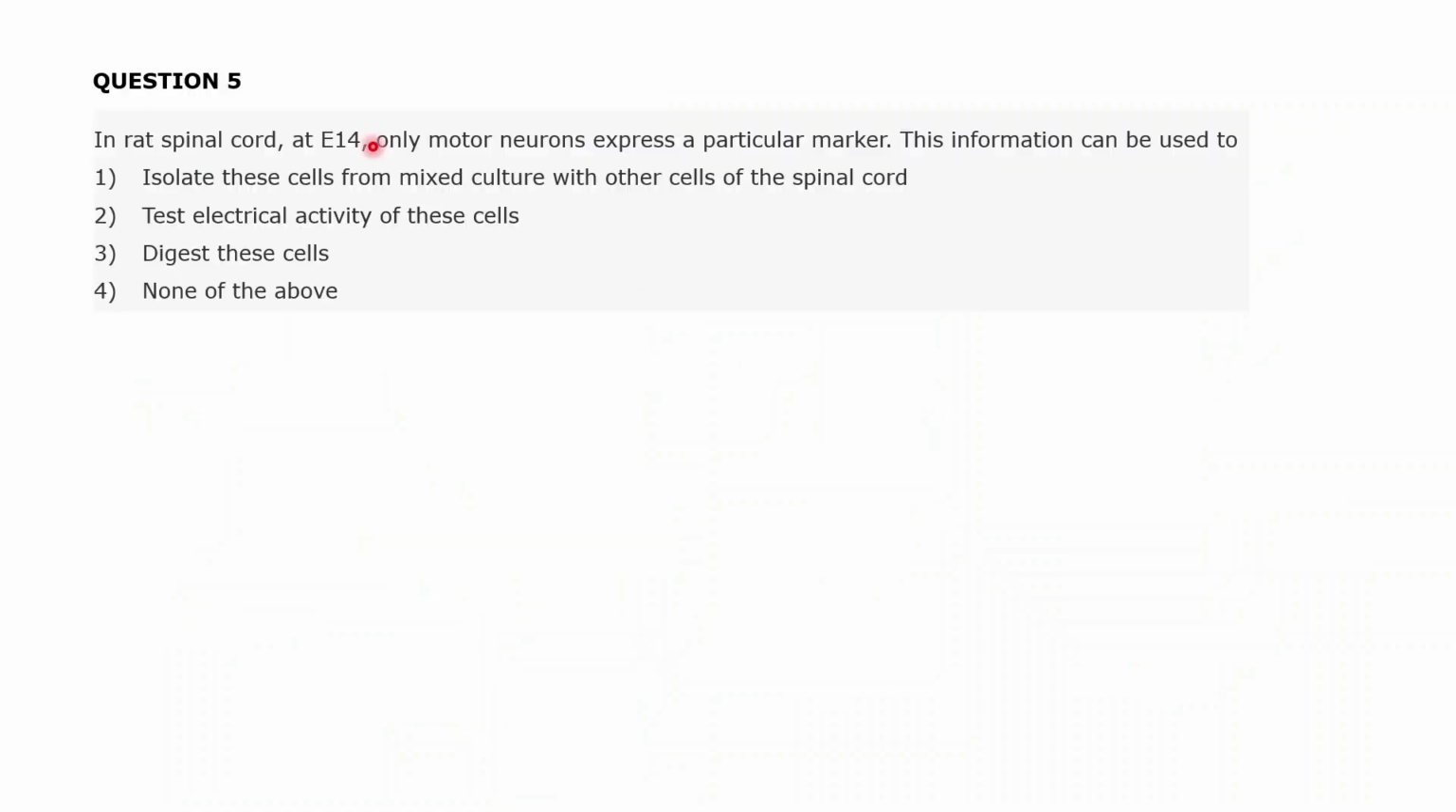Coming on to question number 5. In rat spinal cord at E40 only, motor neurons express a particular marker. This information can be used to isolate this cell from a mixed culture with other cells of the spinal cord, test electrical activity of this cell, digest these cells, or none of the above. Okay, I am getting option number 1. Any other option there?